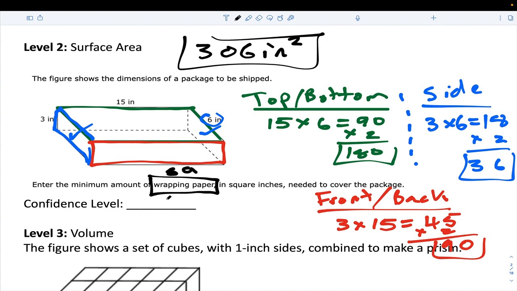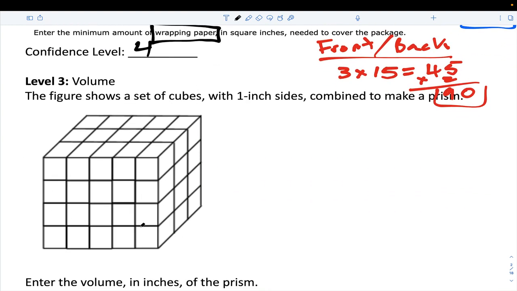There may be a triangular one in level 2 where you have to sort out like a triangle prism, but for now we're going to focus on this. I don't like surface area very much. It takes a long time, so I'm going to say 4. Just because I find myself making blunders and going too fast.